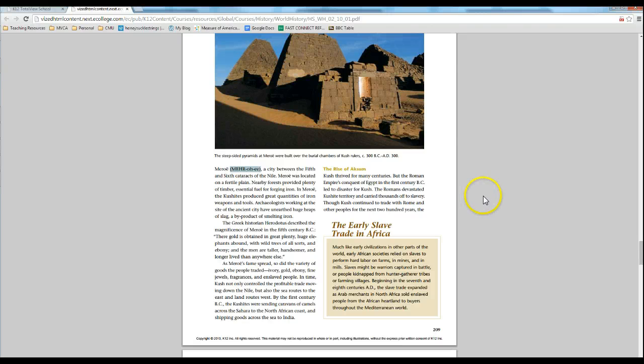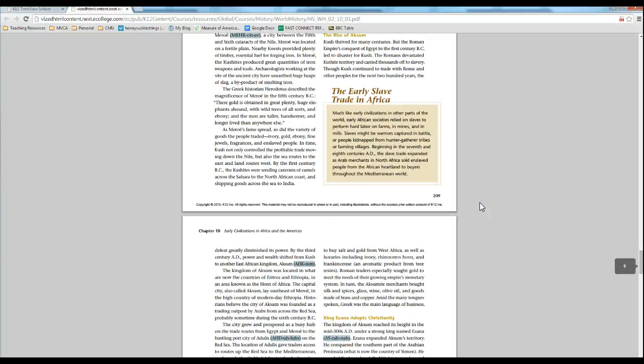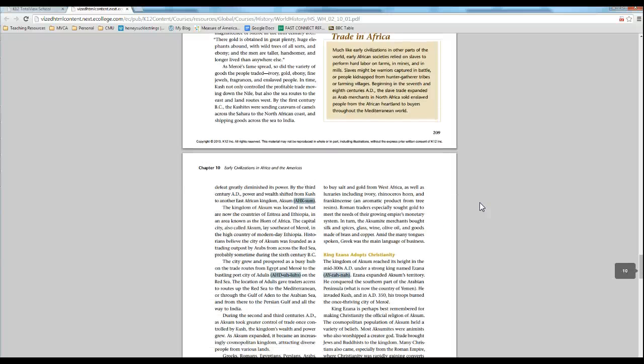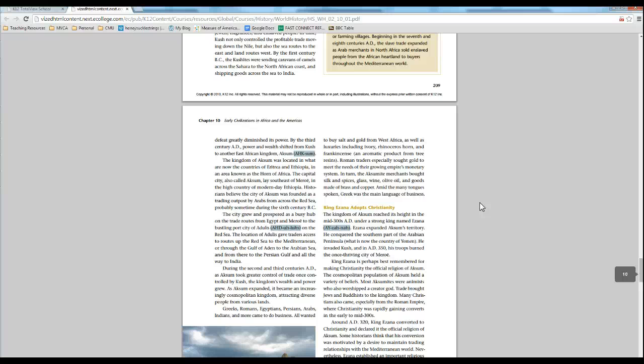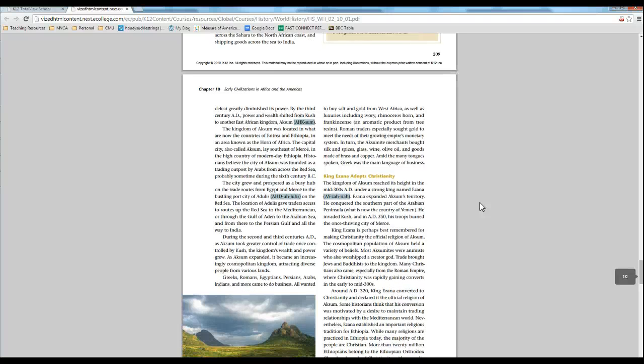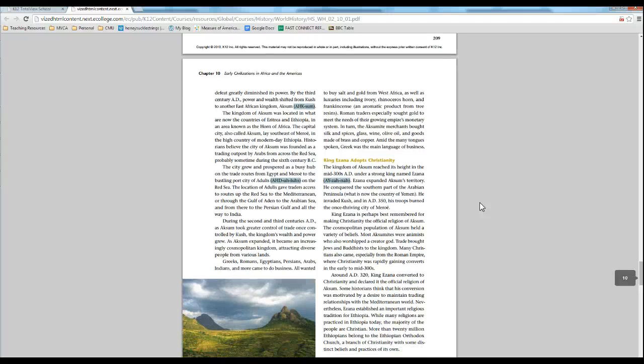Kush thrived for many centuries, but the Roman Empire's conquest of Egypt in the 1st century BC led to disaster for Kush. The Romans devastated Kushite territory and carried thousands off to slavery. Though Kush continued to trade with Rome and other peoples for the next 200 years, the defeat greatly diminished its power. By the 3rd century AD, power and wealth shifted from Kush to another East African kingdom, Aksum.